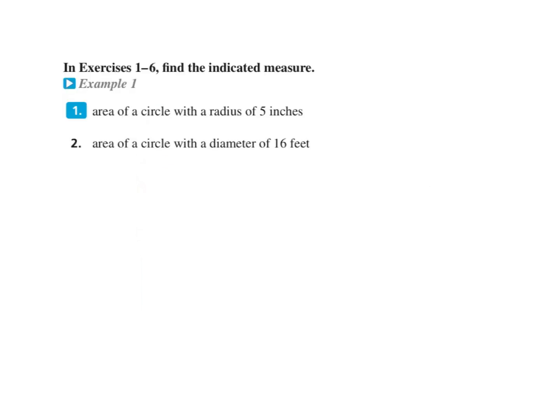All right, so number one, area of the circle is pi r squared. So area equals pi times 5 squared, or 25 pi, which is 78.54. And this is in inches, square inches for area.